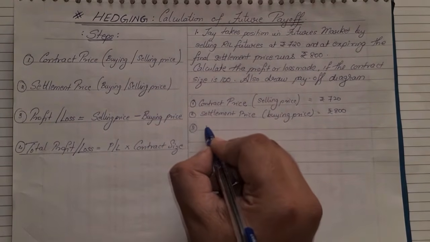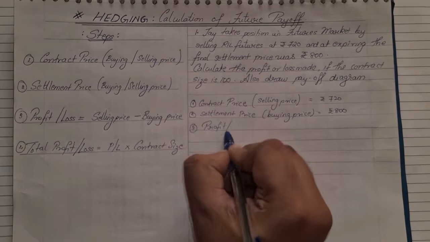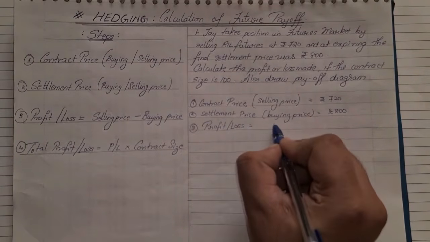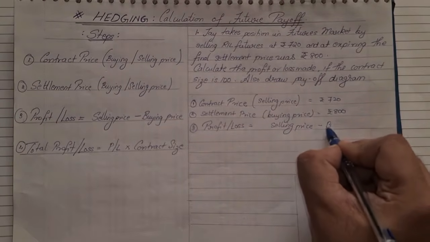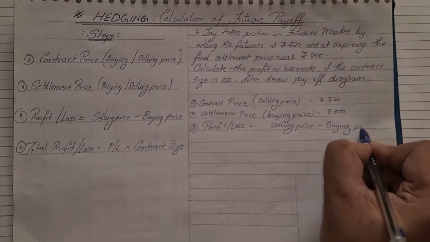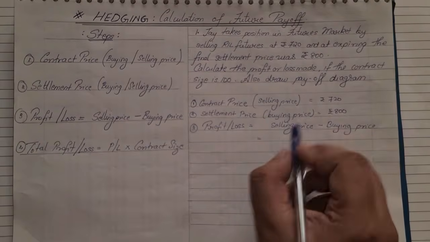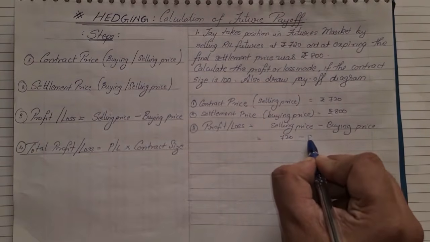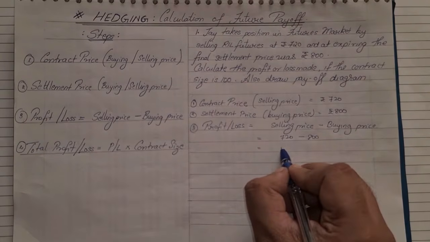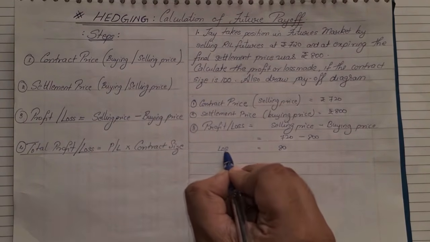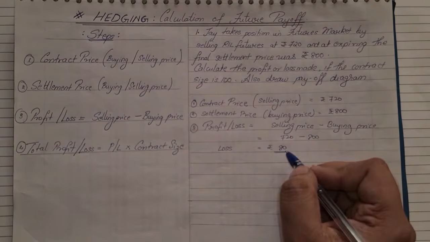Step number 3, I need to find whether I've earned a profit or a loss. So profit or loss is equal to selling price minus your buying price. My selling price was the contract price in this sum. So it is 720 minus 800, which will give you negative 80. Thereby we have incurred a loss of rupees 80. This is a loss on one contract.